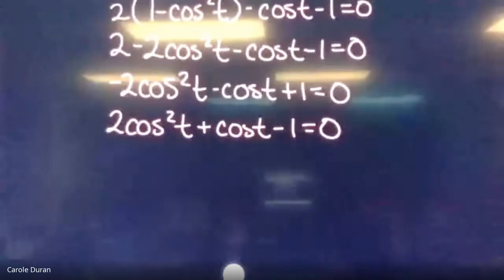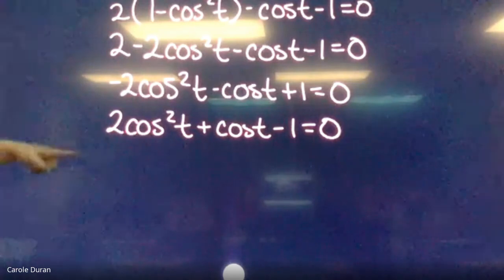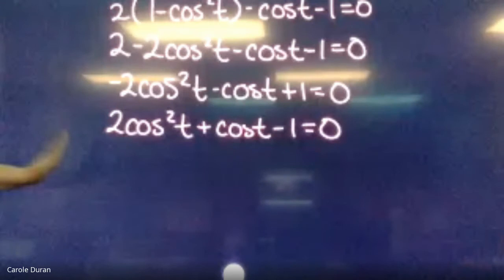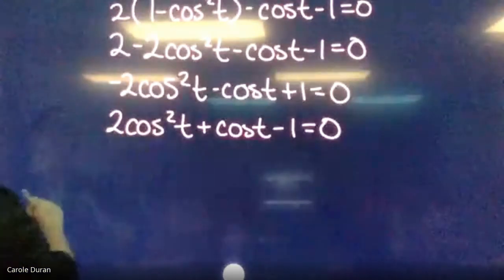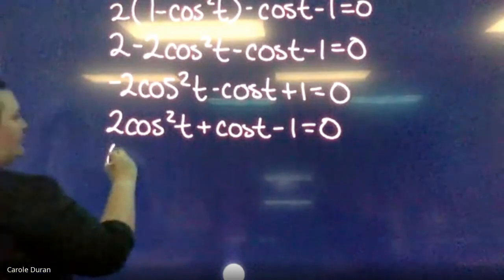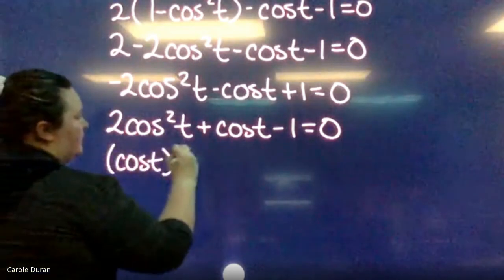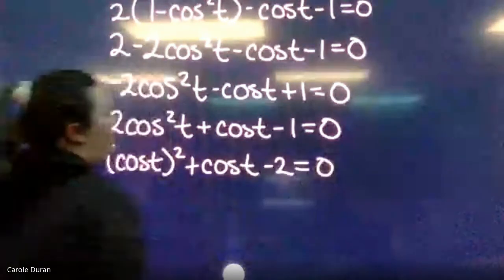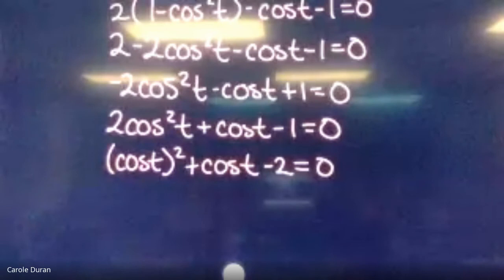If I wanted to start factoring this, what's the first thing I need to move? The 2 from the front. I need to rainbow that to my last term because I can't factor very well with a number on the front. It's also important to note that cosine squared t is the same as cosine of t all squared. So that's how I'm going to write it just for the ease of factoring. So I rainbowed and then rewrote the cosine squared t as cosine of t squared.